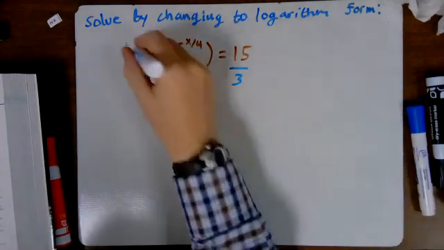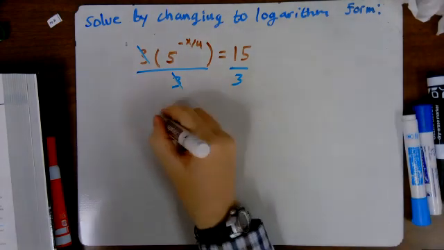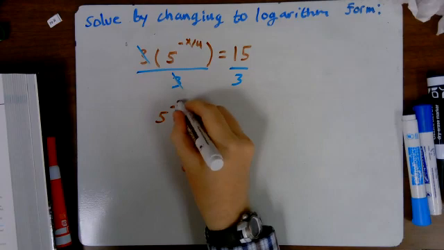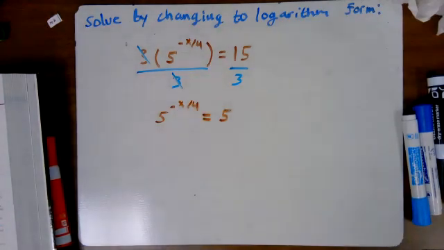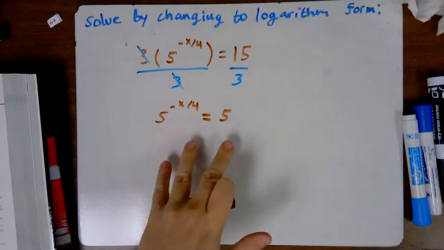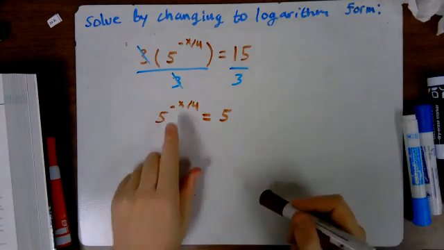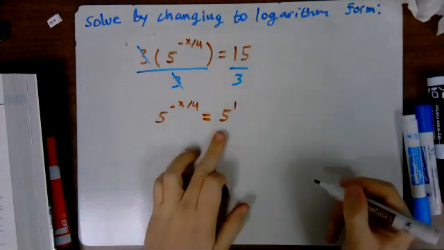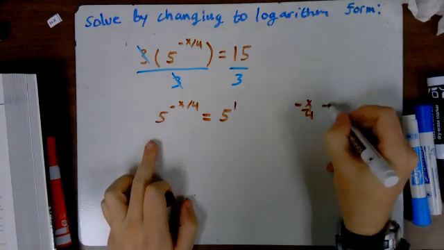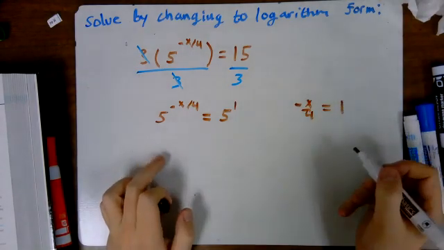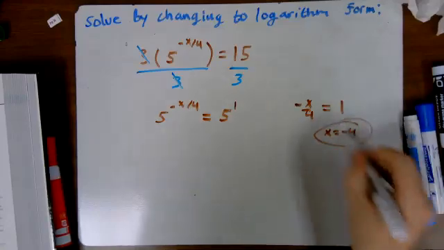Divide both sides by 3. And we get 5 to the negative x over 4 power equals 5. Now, from here, by far the easiest way to solve this would actually not be to change it to logarithm form. 5 is 5 to the 1 power, so I could rewrite this as negative x over 4 equals 1. Multiply both sides by 4, divide by negative 1, and we would get x equals negative 4. There we go. We're done.